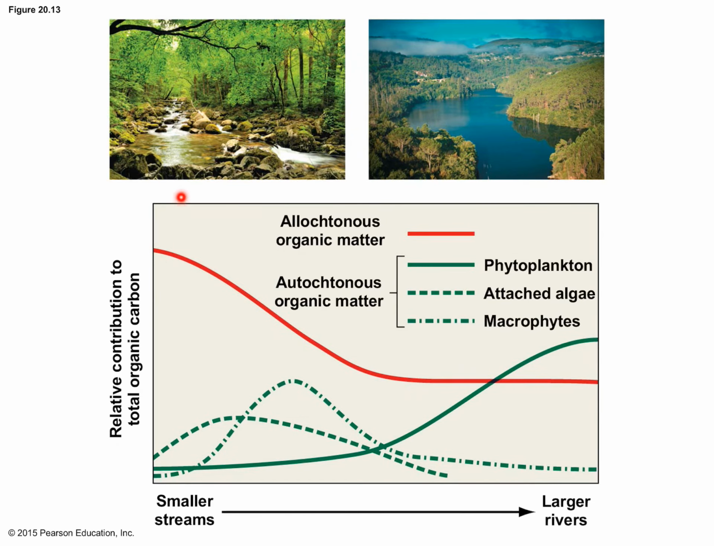And you can see what happens to the allochthonous matter. It's very important, obviously, in the small streams, like we said, but its importance diminishes as you get down to larger rivers and then kind of flattens out. Again, this is the river continuum concept. Okay, what about lake ecosystems?